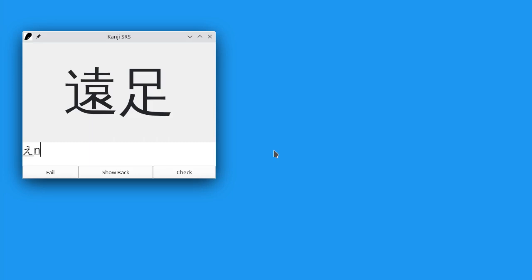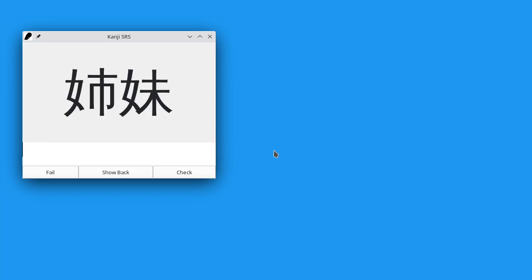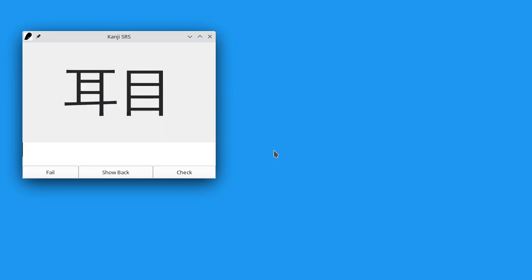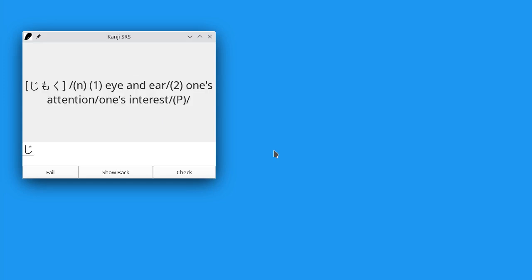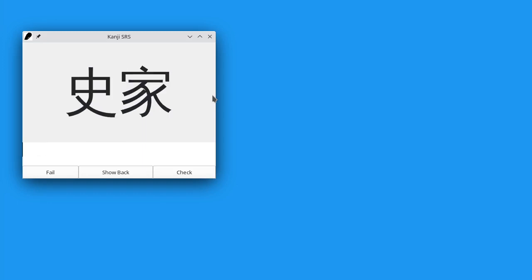This is en-soku, I think. Yeah, and this is ichimai. Good, and so this is sisters, right? So it's shimai, I think. Yeah. This is Temai, it's brother and sister. This is ear and eye, and I forget what it is, so I'll check the back. It's Jimoku. I forget what this is, but I think it's Sei because of this left-hand side, Sei. It is. And this is history expert, right?